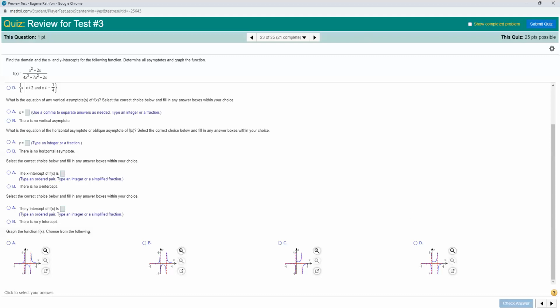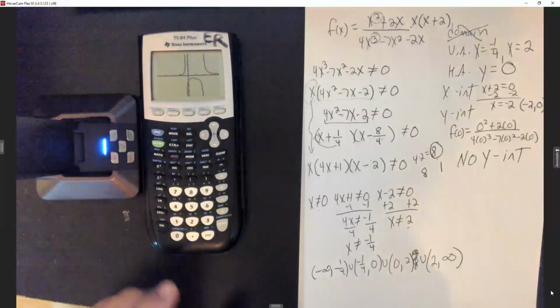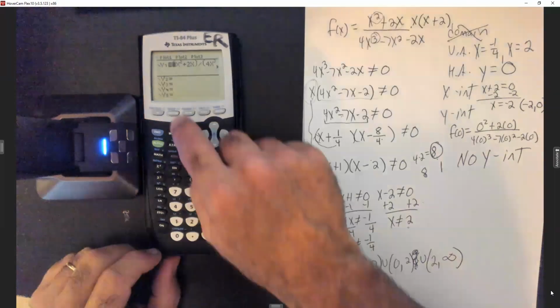So y'all want to see the graph. I went to y equals, and I punched in my equation. I used parentheses around the top and the bottom of this. And then I went to this window. So let me show you how I did that.